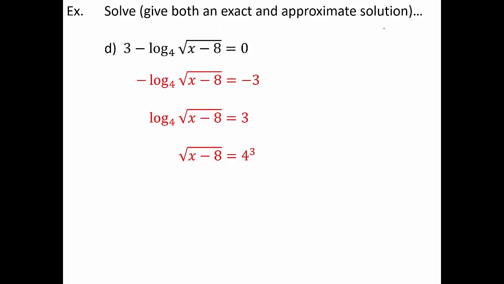My goal is to solve. The goal is to get x by itself. If you want to rewrite 4 cubed as 64, you go right ahead. I don't care. My next step is to get rid of the square root, so I'll square both sides.